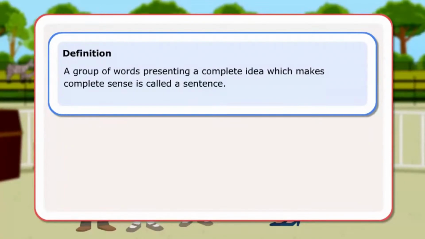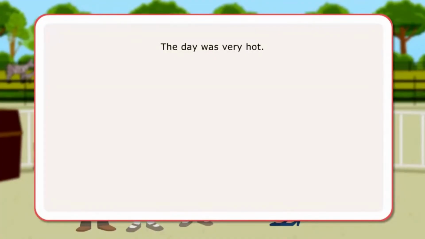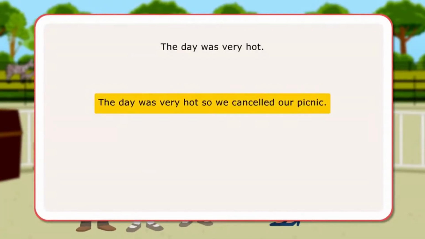Let us look at some sentence structures. If a sentence has one statement presenting one complete idea, it is a simple sentence. The day was very hot. If a sentence has more than one statement presenting more than one thought and both the statements can stand alone as separate sentences, then the sentence is a compound sentence. The day was very hot, so we cancelled our picnic.